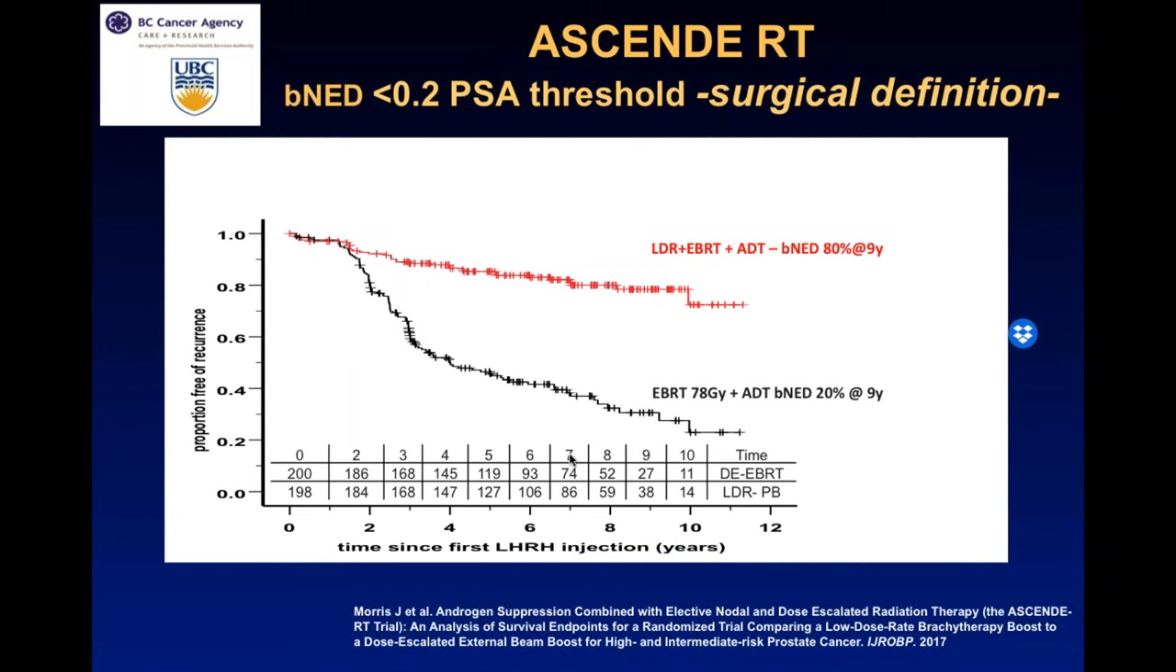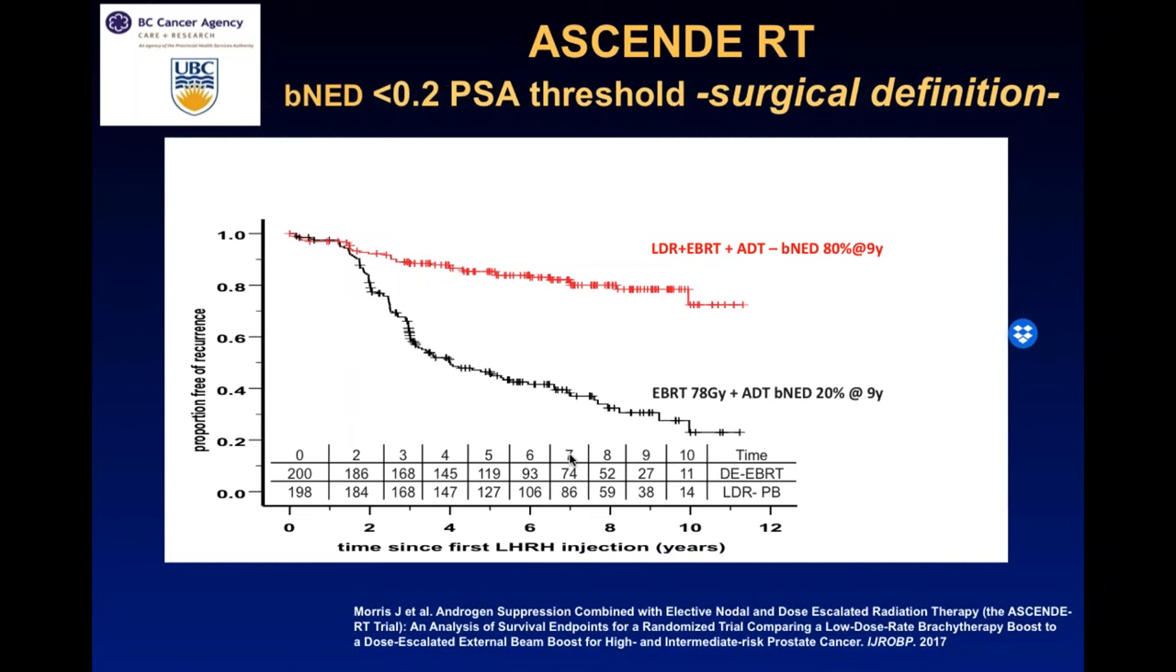And then the other arm, and both arms had gone to 46 gray at 2 gray per fraction, followed by an implant boost in one arm versus external beam in the other arm. No hormone therapy was incorporated in these particular patients. Androgen suppression was included in these particular patients for 1 year.